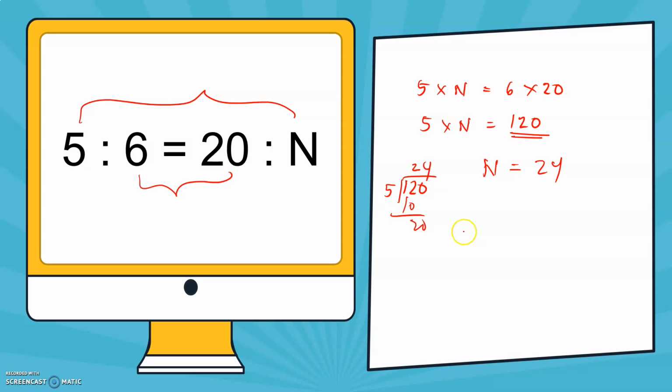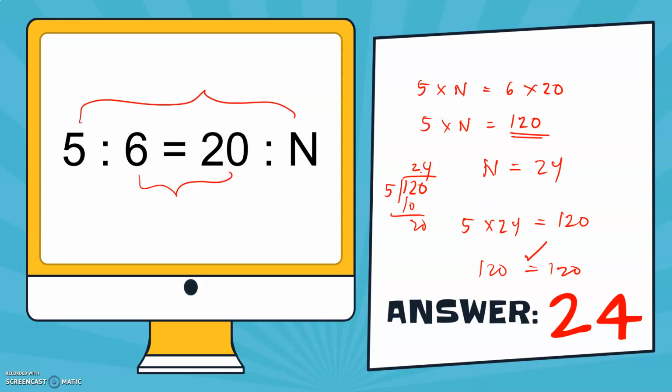Let's check if our answer is correct. 5 times 24 is equal to 120. We already have it here. 24 times 5 will give us 120. So this is equal. Therefore, the answer is 24.